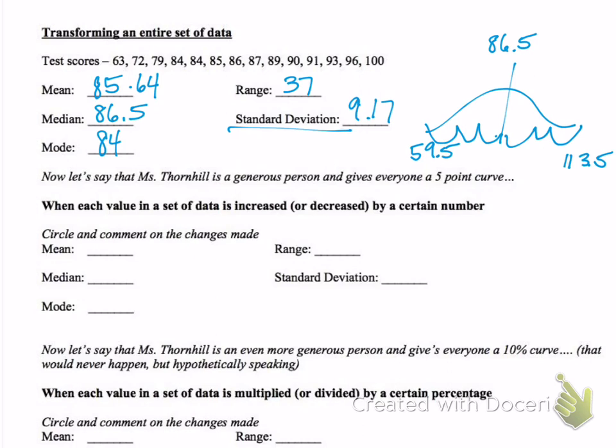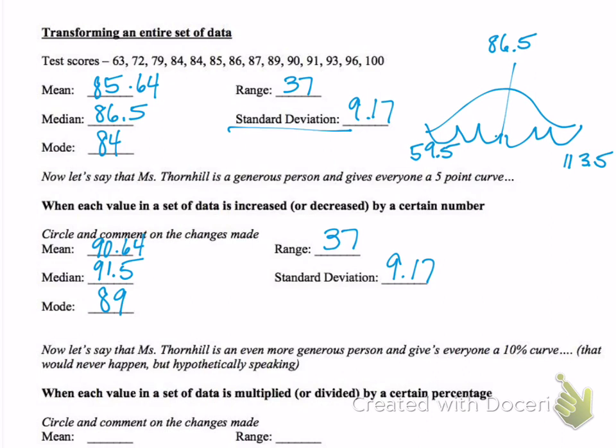So what is my new mean? 90.64. What is my new median? 91.5. What is my new mode? My new range? It's still 37. My new standard deviation? 9.17. Interesting. So let's talk about what happened.